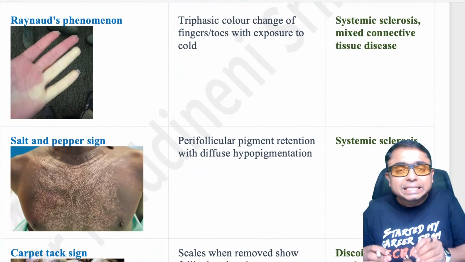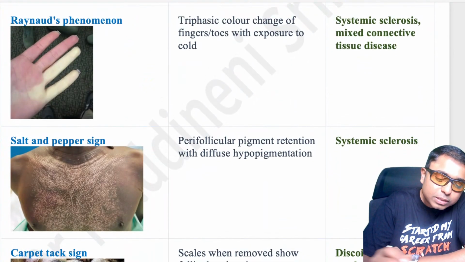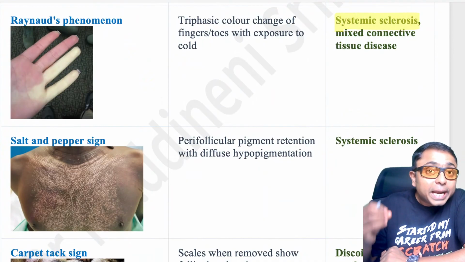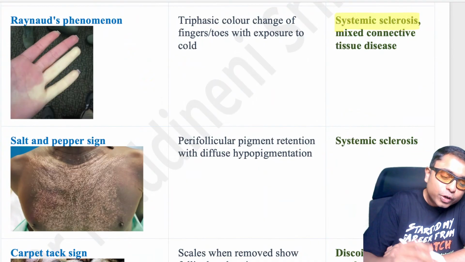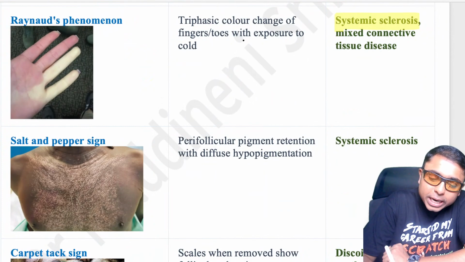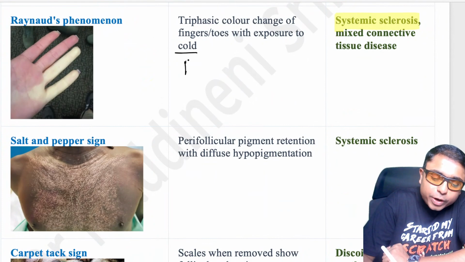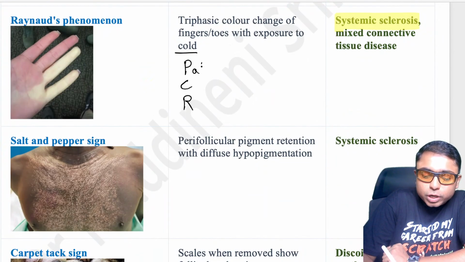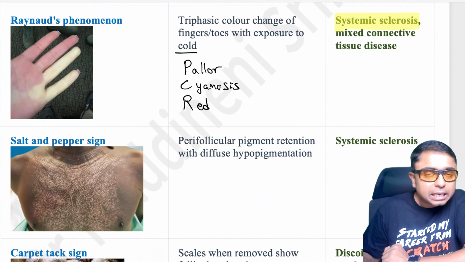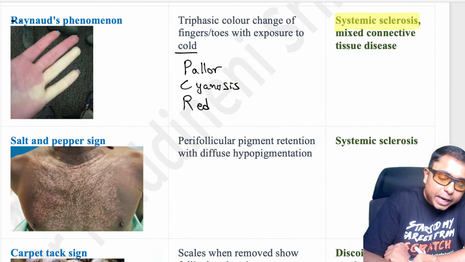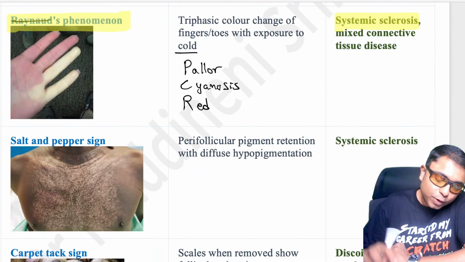Next, in scleroderma or systemic sclerosis, we are going to see Raynaud's phenomenon, in which on cold exposure there are going to be color changes, which are easily remembered with the help of the mnemonic PCR. Initially there is going to be pallor, that is whitish discoloration. Later on there is going to be cyanosis, that is bluish discoloration of the skin, and ultimately there is going to be rubor or red discoloration, and this is called Raynaud's phenomenon.